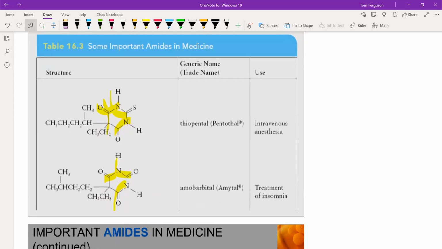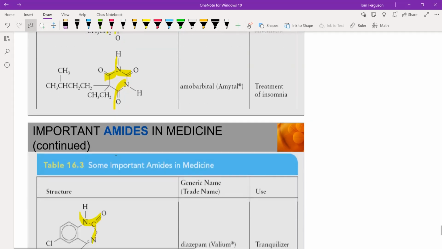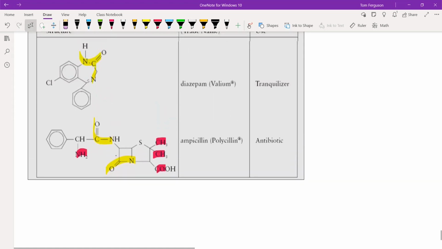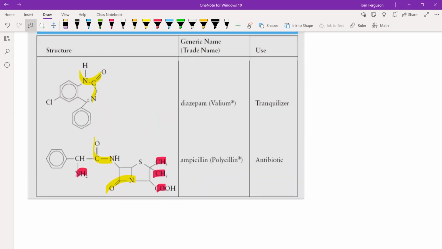In nature, there's a ton of amides all over the place. Okay, so that's what I wanted to talk about regarding amine reactions. Okay, that's the main thing.